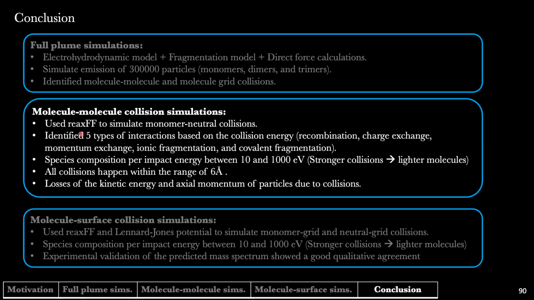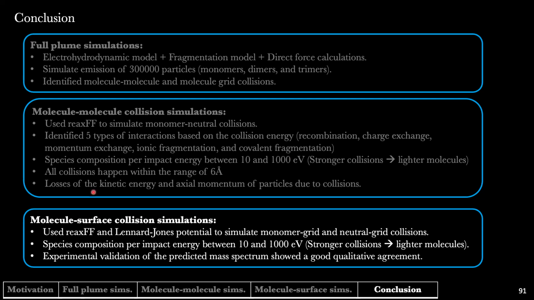I also showed the species composition per impact energy between 10 and 1000 eV, and we saw that stronger collisions give lighter molecules. And we have also seen that all collisions happen within the range of 6 angstroms. And we have talked about the losses of the kinetic energy and the axial momentum of particles due to collisions.